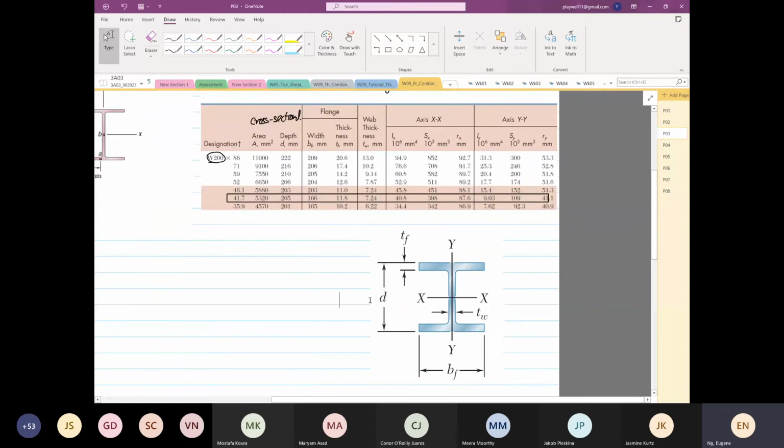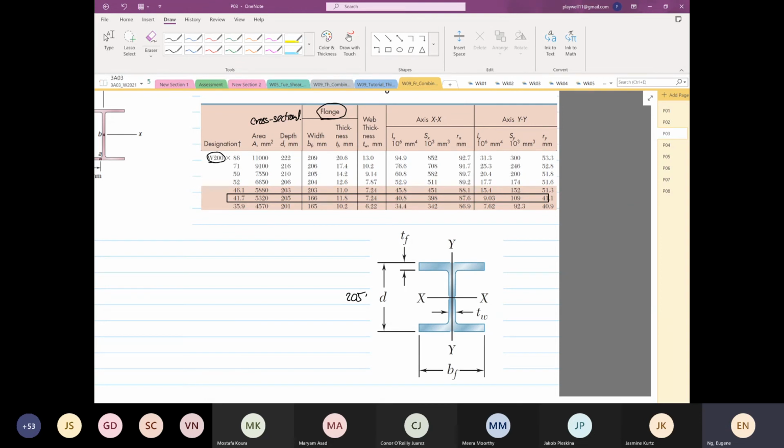This is our depth. The whole thing is 205, all in millimeters. Then the next thing is, what do you call this? Now, you guys, I've been drilling you on what is a flange and what is a web. When you see a question, you should know what this is already. This is the flange. F is for the flange.